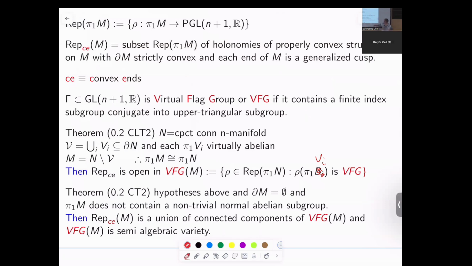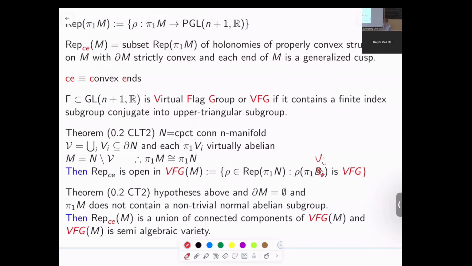And then if we now assume that this manifold doesn't have any boundary, so it's a non-compact manifold and there are ends that are generalized cusps, but there are no boundary components, and we add this algebraic condition that the fundamental group doesn't contain a non-trivial normal abelian subgroup. In that case, the representations of holonomies of these properly convex structures, where the ends are generalized cusps, is a union of connected components of this space. And this space is actually a semi-algebraic variety, defined by very explicit polynomial inequalities.